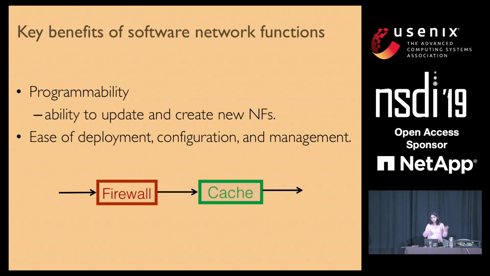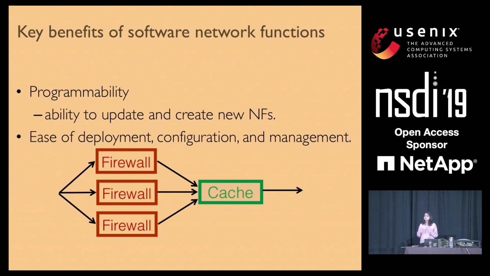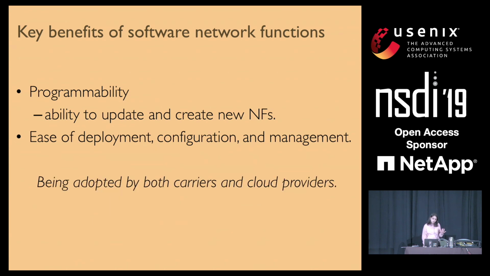So for example, if I want all of my traffic to first go through a firewall and then a cache, I can simply do so by updating my software and creating what we call a service chain. And if the rate of the incoming traffic increases, I can keep up with that by simply spinning up more NF instances. These benefits have resulted in network functions being widely adopted in both carrier networks, for example AT&T, and by cloud providers, for example Microsoft Azure.